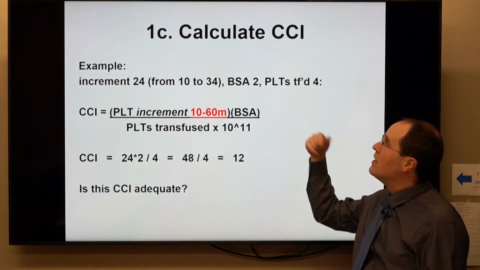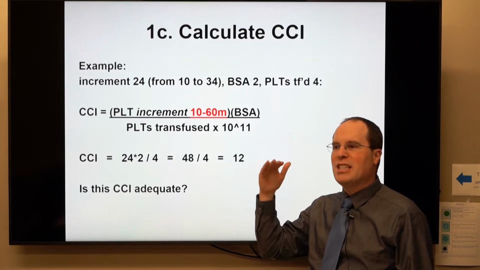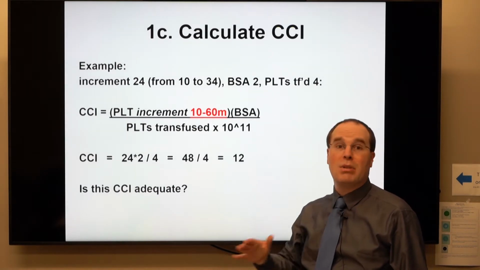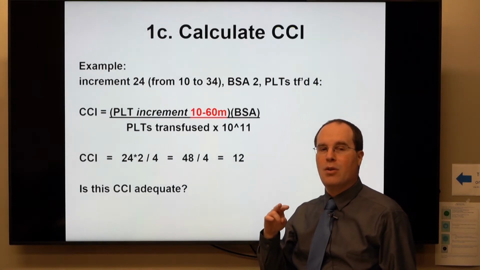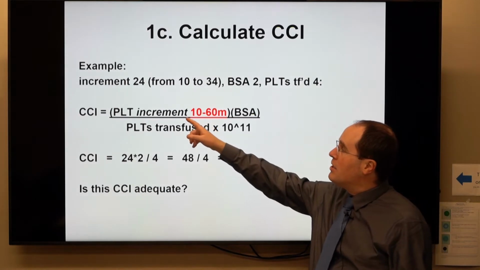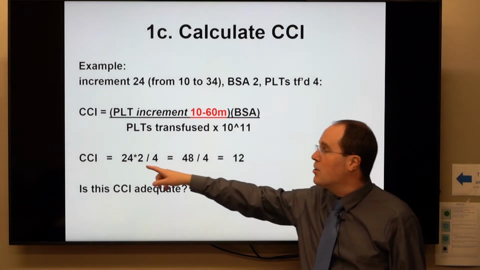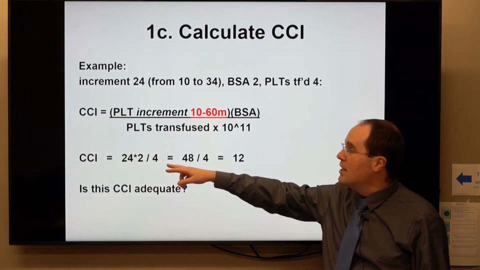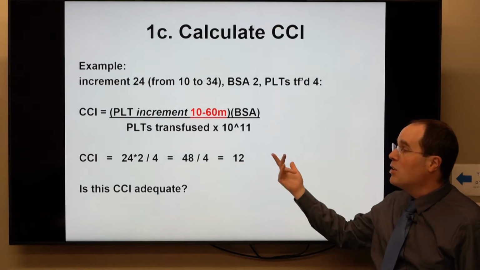We very rarely see a platelet yield too much over 5, because if it ends up being 6 or higher, very often we'll just split it. We'll just split the unit into 2 units of 3 or greater. So we got the CCI, which is the increment times the BSA divided by the platelets transfused. So in this case, it would be the increment 24 times the BSA 2 divided by 4. So that'd be 48 divided by 4, which is about 12.